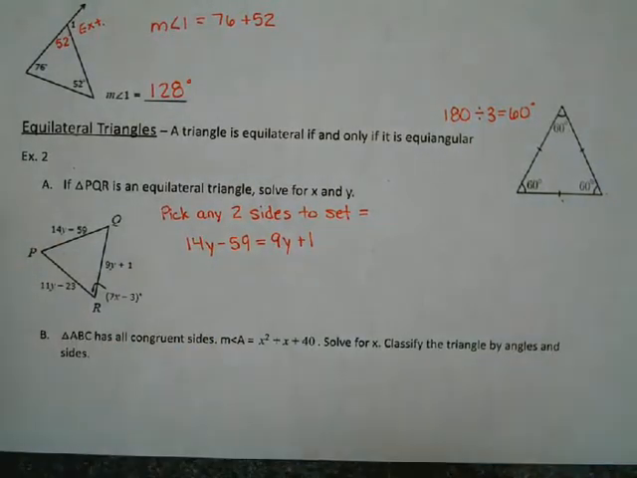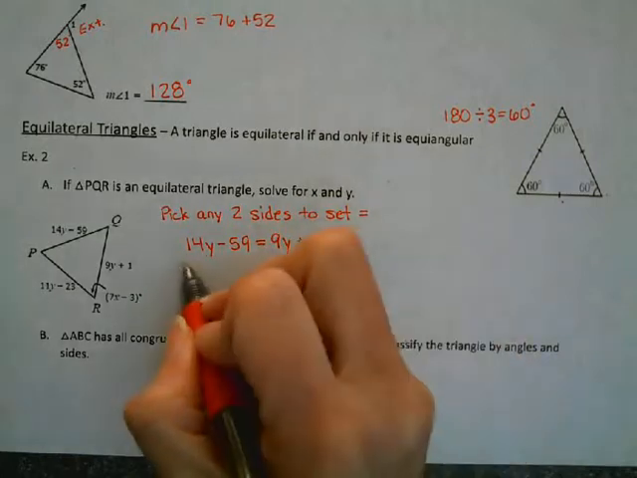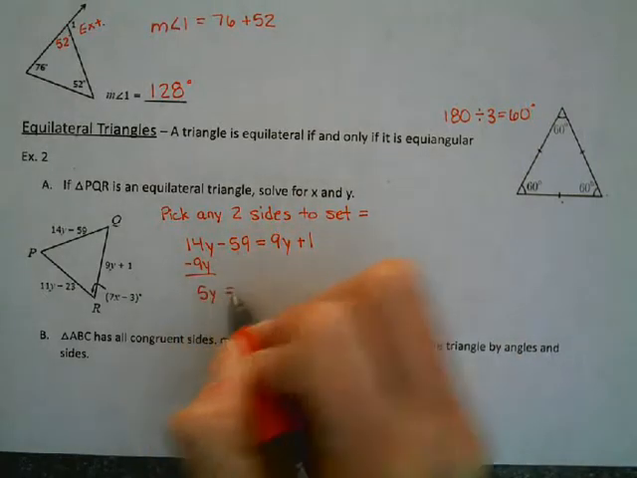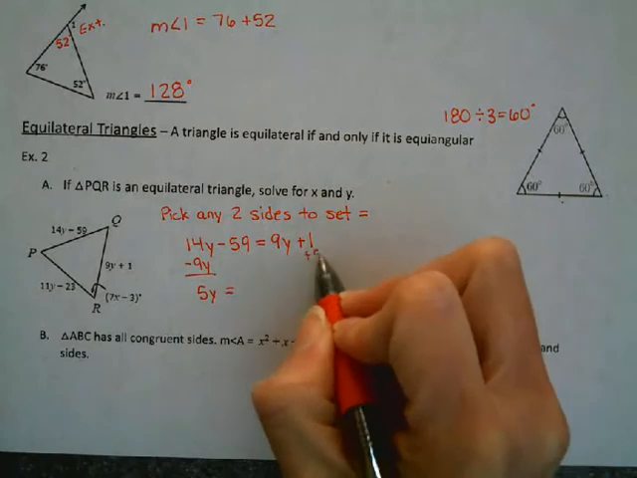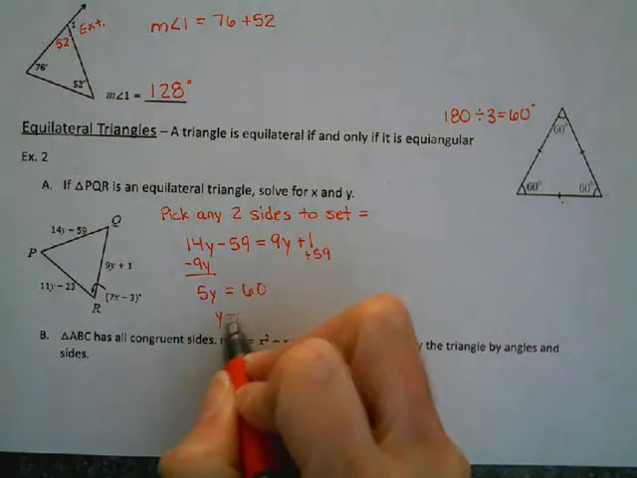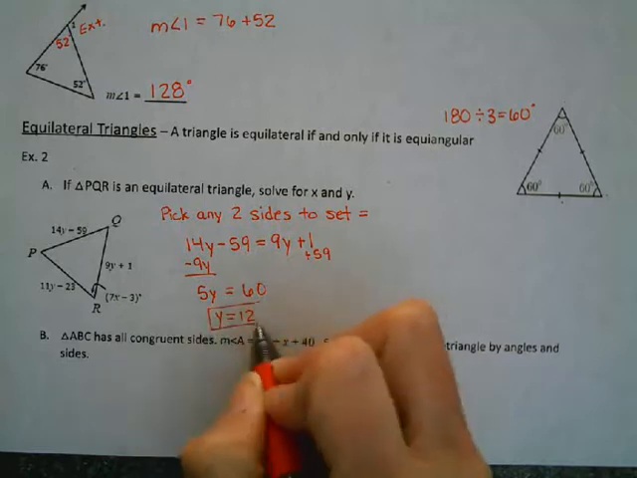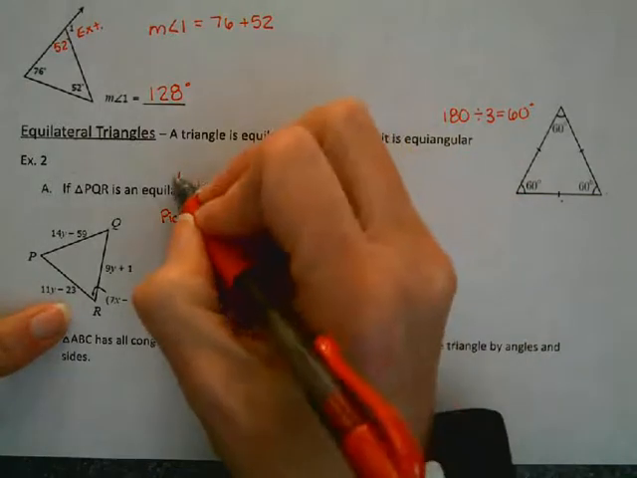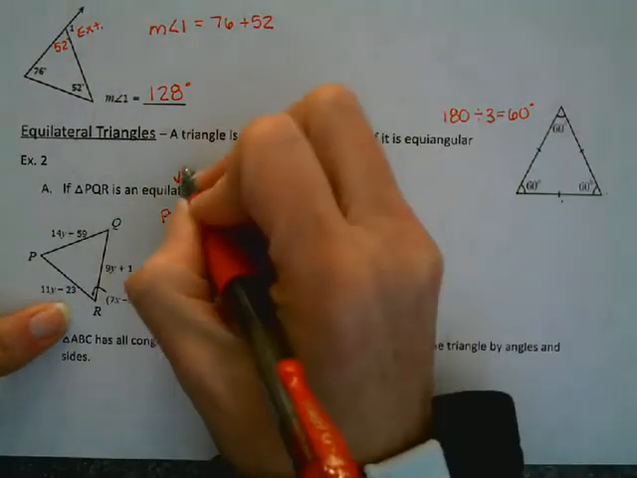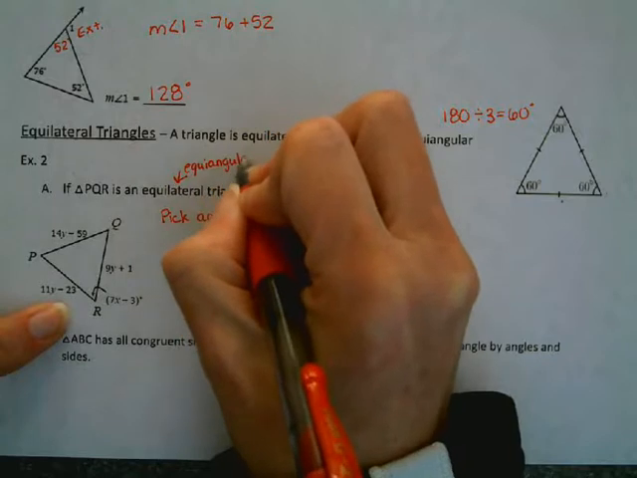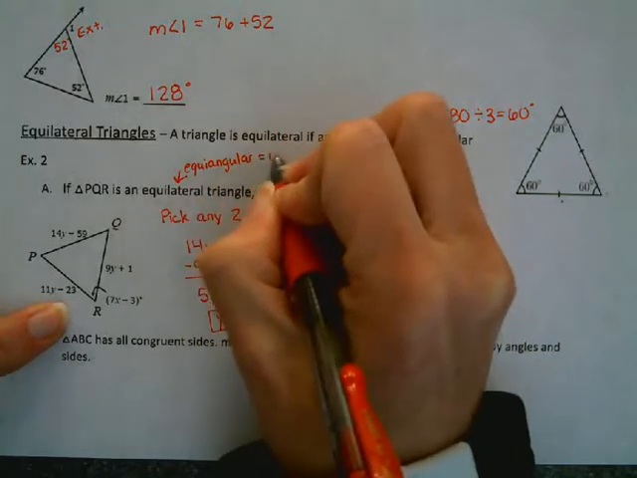You solve, you would subtract 9y to the other side. You get 5y equals, I will add 59 to this side and get 60. When I divide, you get y equals 12. So the x value is in a corner, and because it says it's equilateral, it's also equiangular, which means all the angles equal 60 degrees.